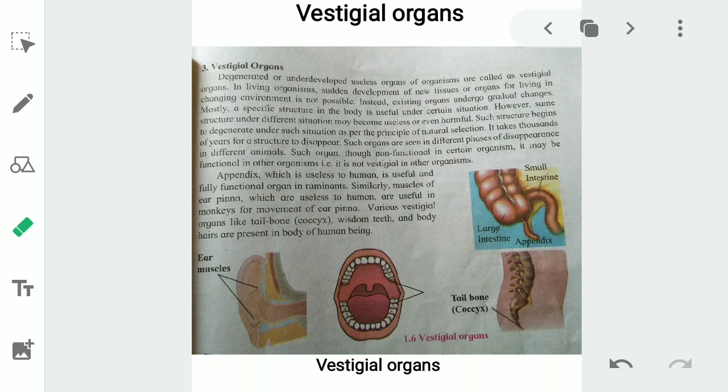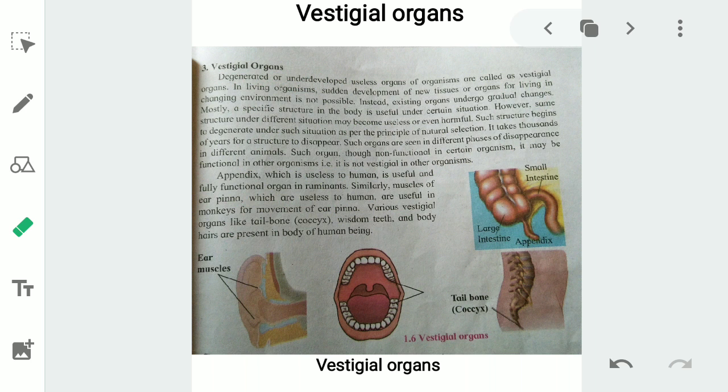Now the muscles of the ear pinna. The ear pinna we have, right? You can see the image that is given. This ear pinna is not useful for us, but it is useful in other animals like monkeys and dogs. They move their ears to capture sound from a long distance. So it is very useful for various animals, but for humans it is not at all useful. So it is a vestigial organ for human beings.